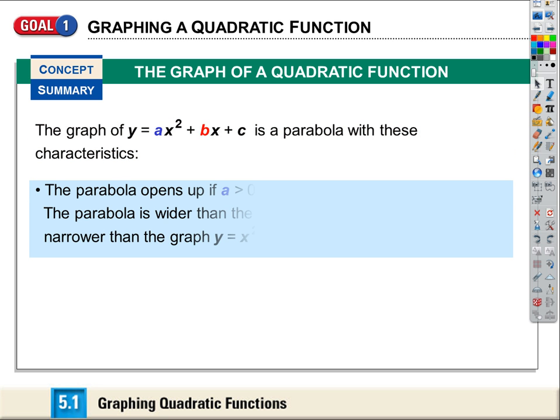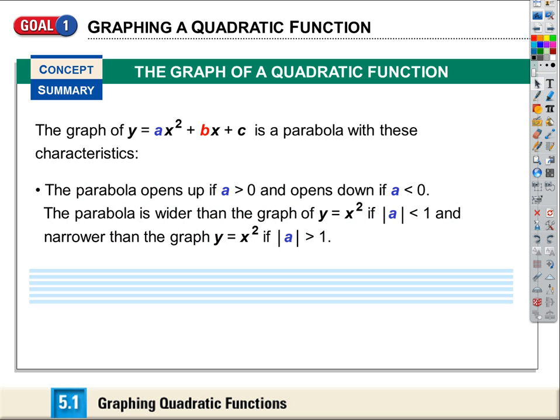Well, here's the important equation. First of all, we know that if A is positive, it opens up. If A is negative, it opens down. The bigger the absolute value of A is, the more it's stretched vertically, right? So if the absolute value of A is greater than 1, then it's stretched relative to our prototypical y equals x squared parent function. If the absolute value of A is less than 1, it's going to be shrunk and widened, right? Okay. A good way to, well, I'm not going to say it yet. We'll talk about it when it comes up.